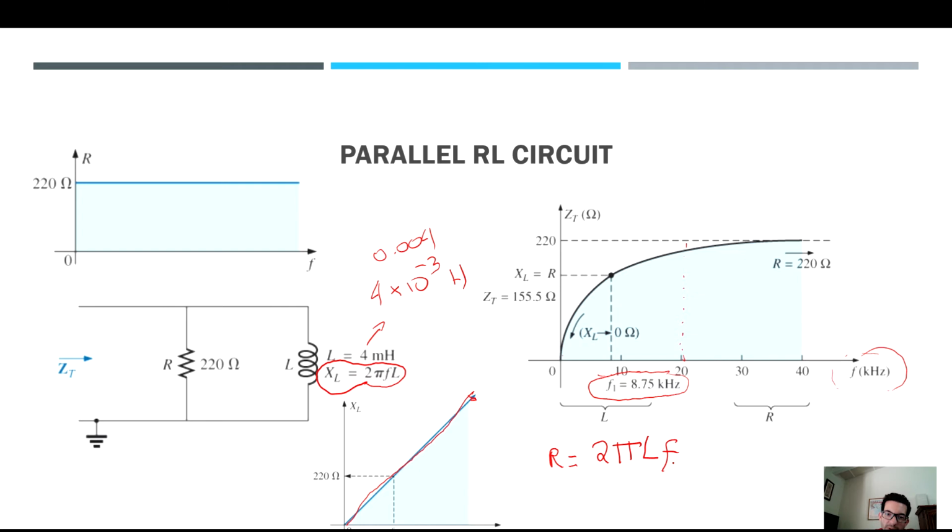We know that we want to find a specific frequency where, given the value of the inductance and the resistance for this particular circuit, because notice that every circuit could have different values of reactance and inductance. So for this particular circuit, the resonant frequency for the configuration will be the resistance divided by 2 pi inductance. And this is the same as 220 ohms divided by 2 pi times 0.004. And that is 8.75 kilohertz.